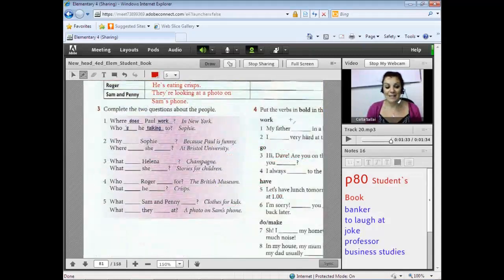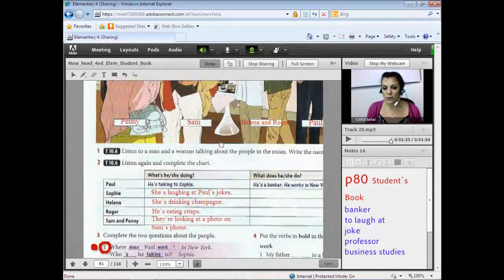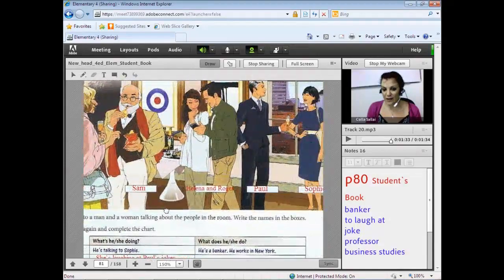Look at exercise number 3, right under the chart. That's right. This exercise is still about the same picture and about the same people. You are going to complete the questions about the people. So, for example, in number 1, look at number 1. The answers are given: in New York and Sophie. Where does Paul work? In New York. And who is he talking to? Sophie.